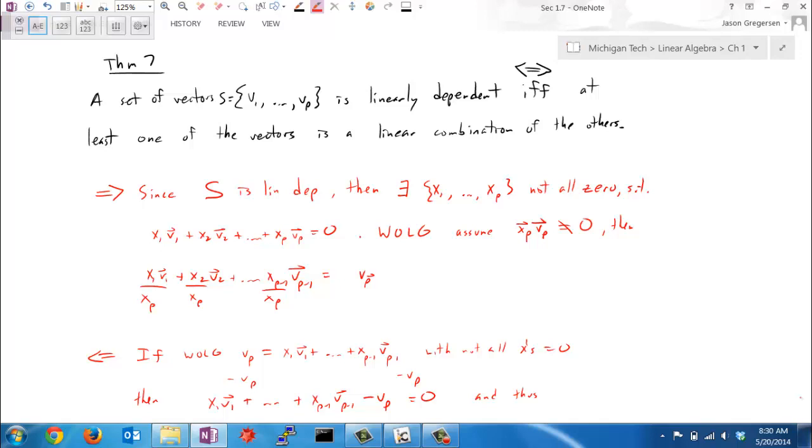So you do that kind of side work to think about how you might attack a proof, but then you have to do the formal write-up. Once again, the important pieces are that we have one direction. We're saying if this is true, then this is true. We've gone through and used the definition to show that. And now we would have to do it the other way. We have to say that if at least one is a linear combination, then that set of vectors is linearly dependent. So that's just using the definitions backwards.